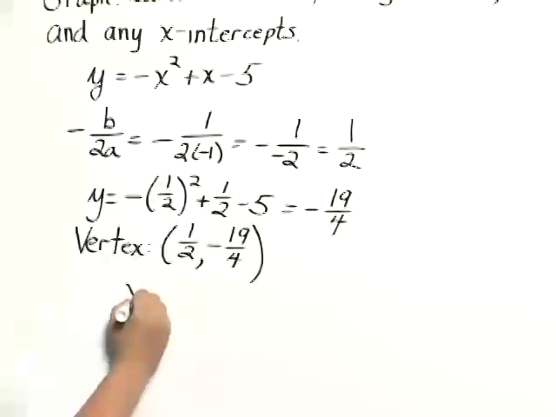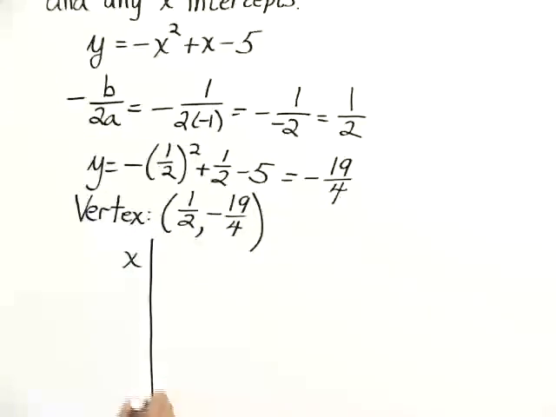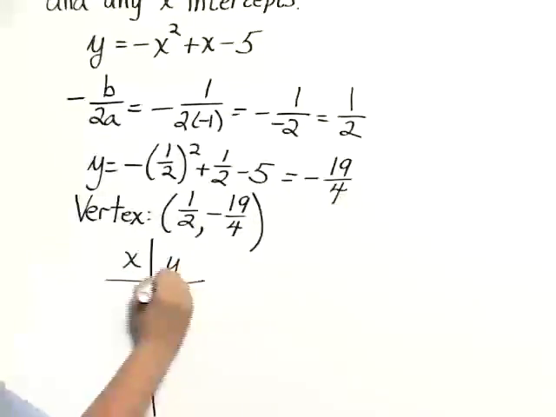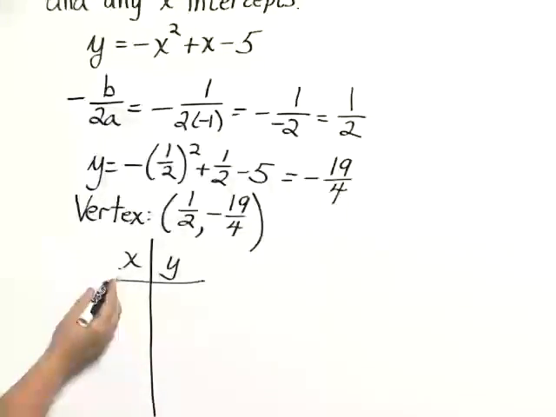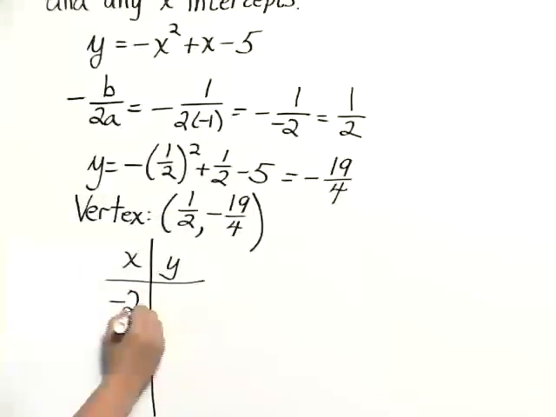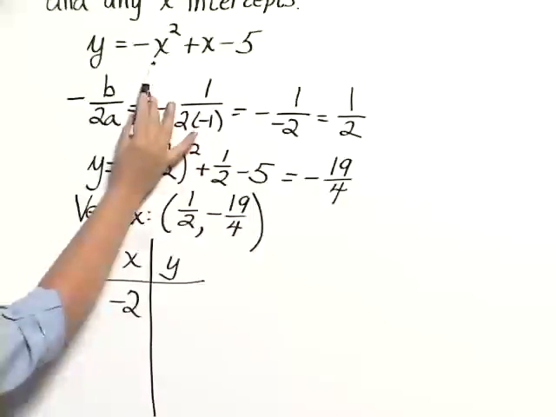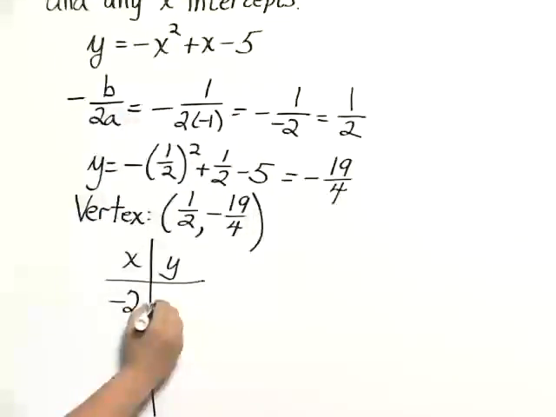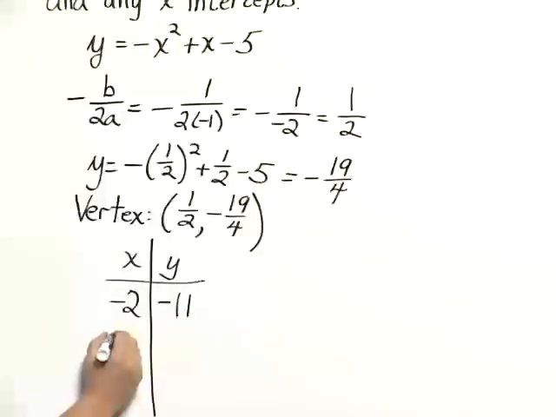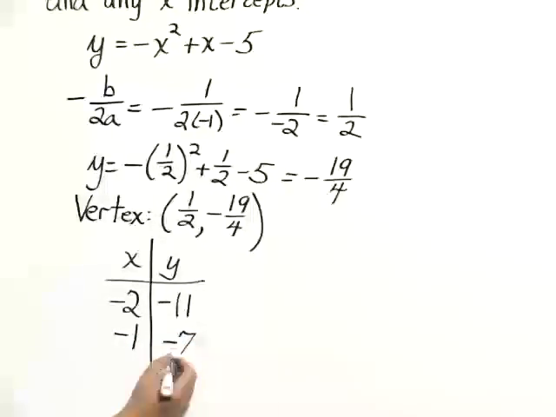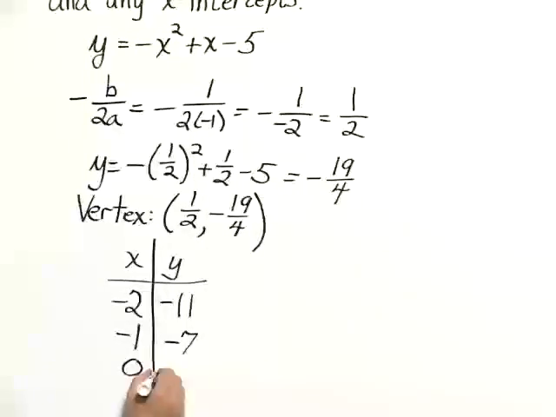We can find the y-intercept when we make the table of values to find other points that are on the parabola. We choose some values for x, and we find the corresponding values for y. We'll let one of our x values be 0, and that way we can find the y-intercept. So let's start by letting x be negative 2, and if we substitute negative 2 in for x, we would find that y is negative 11. Let's let x equal negative 1. If we substitute negative 1 in for x, we find that y is negative 7. When x is 0, this will give us our y-intercept. We find that y is negative 5.